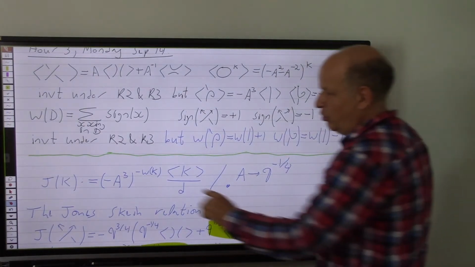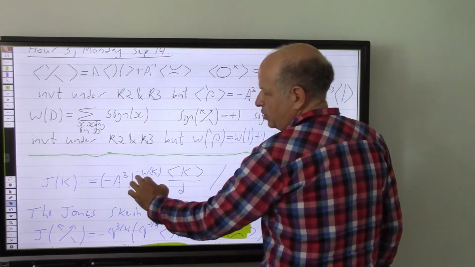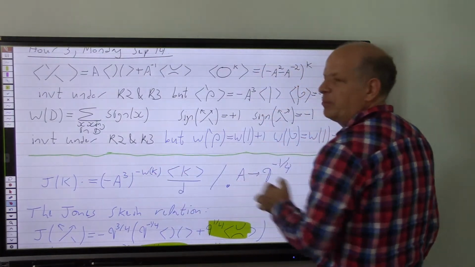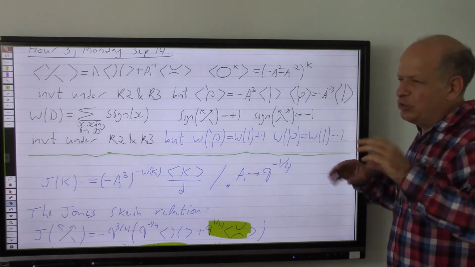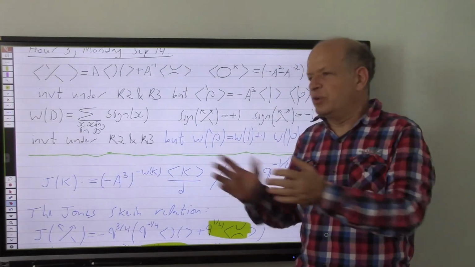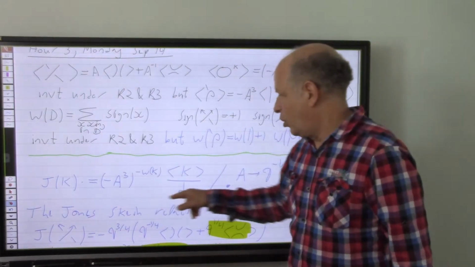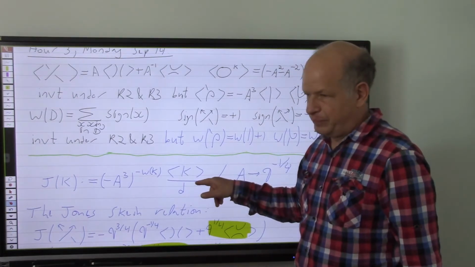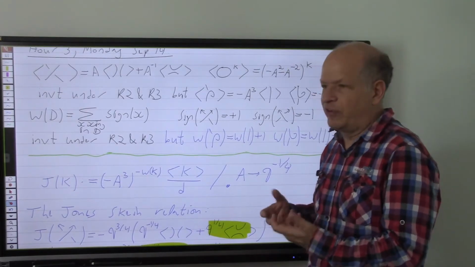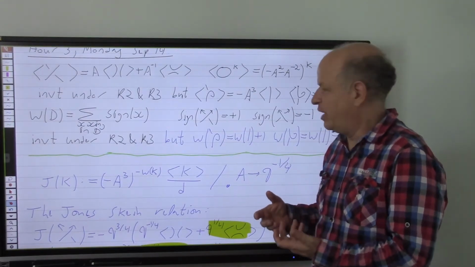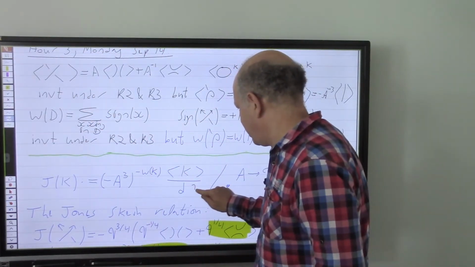Okay? So if you want an invariant, you just multiply negative A cubed to the negative writhe with the bracket. And that's a perfectly legitimate invariant. It's perfectly good. But then you massage it a little bit more just to agree with standard conventions. So it turns out that this is always divisible by D. So you just divide it by D and have a little bit fewer factors, a little bit simpler answer. So by the way, maybe I'll add it here with a little question mark in red.